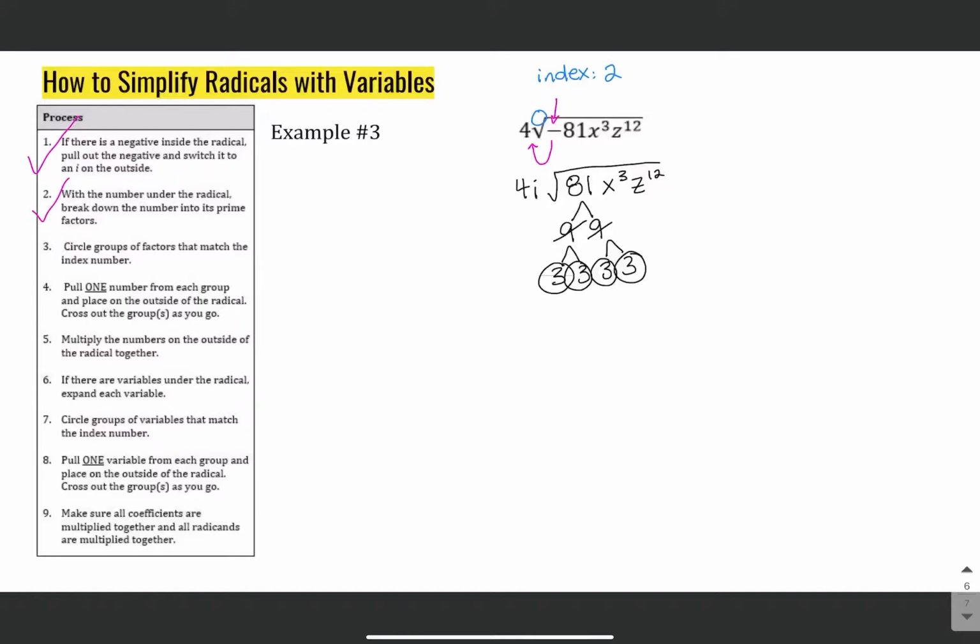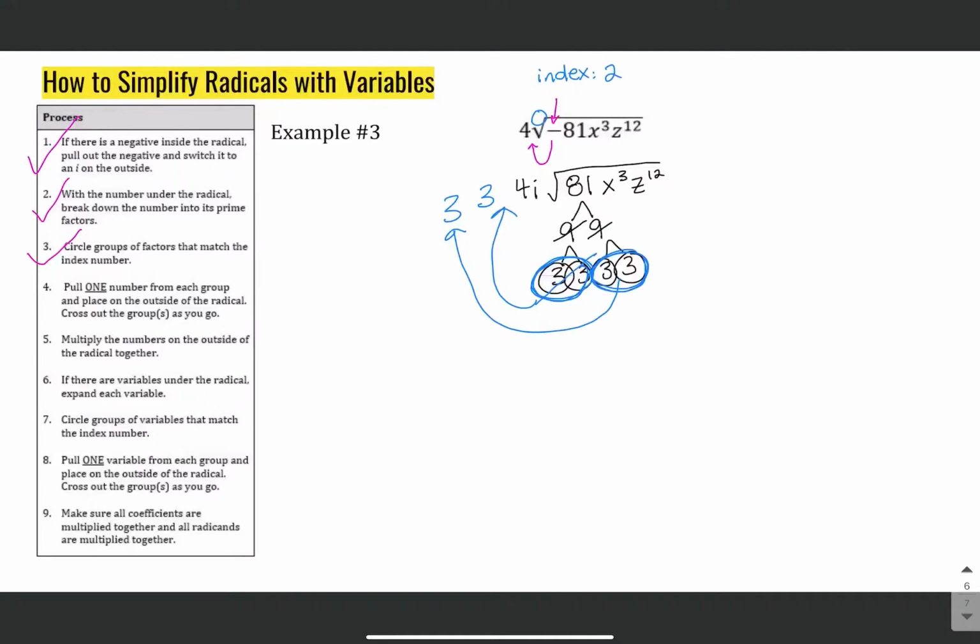For those of us who might not be as familiar, remember that we are going to follow the general process here. So we're circling groups of factors that match the index. Well, my index is a 2. So notice I have 2 3s and another set of 2 3s here. I'm going to pull 1 from each group and put on the outside. So that one's going to get a 3. And this one's also going to get a 3.